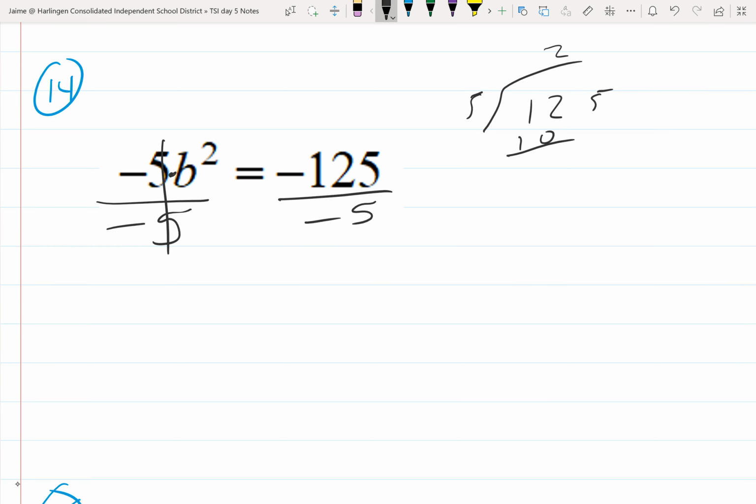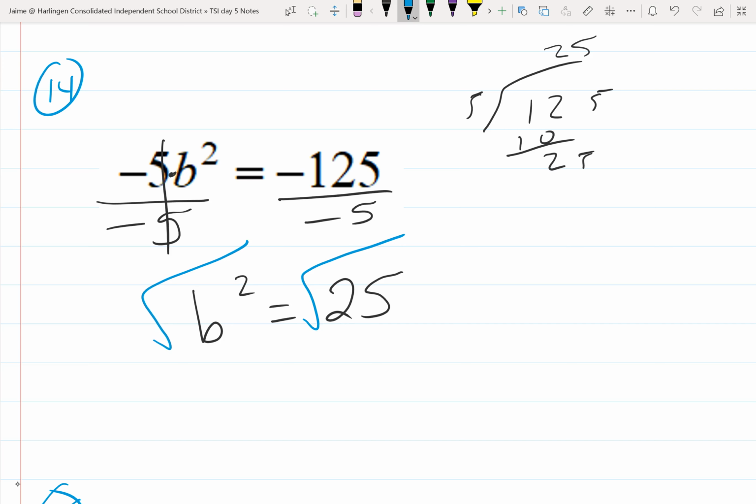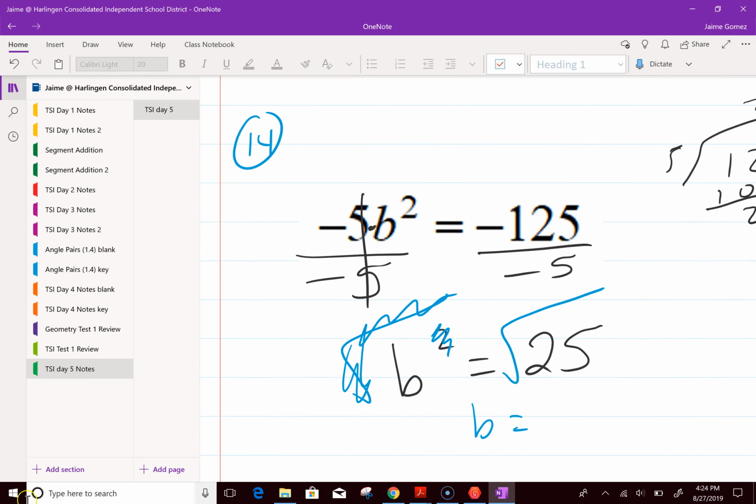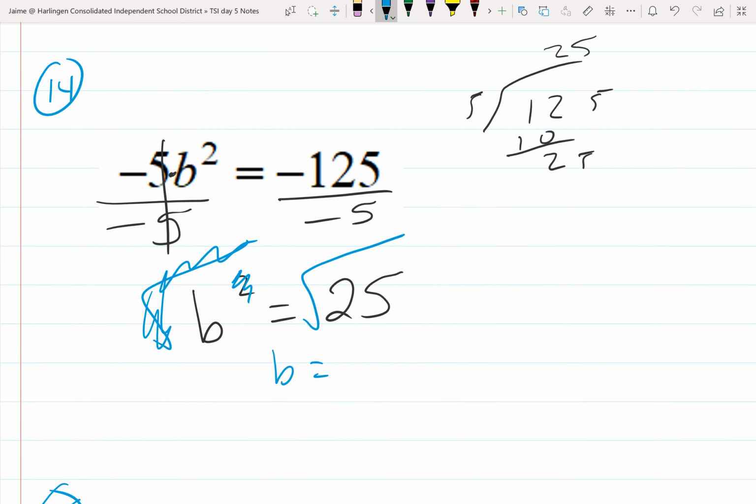5 times 2 is 10. 2 and 5, so 25. A negative over negative is positive, so b squared is equal to 25. Now, the b is almost by itself, but there's a 2. How do you get rid of the 2? What gets rid of the squared? You remember? It's the square root. If you do it to one side, you have to do it to the other. So the square root and the 2 cancel. So it's all gone. So b is equal to, alright, so the square root of 25, that is going to be 5 and negative 5.